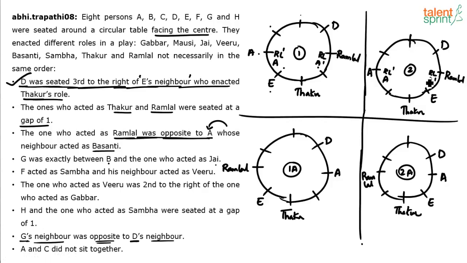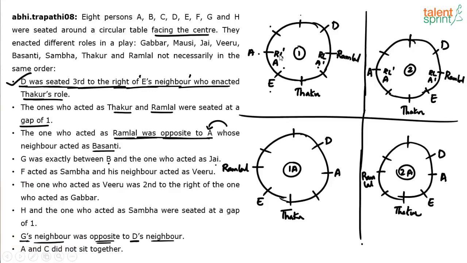What have we done? There were 2 possibilities of Ramlal and A. We have fixed both. So here we have taken A and Ramlal. In the other one, we have taken Ramlal on this side and A on this side. They were opposite to each other basically. Similarly, in 1 and 1A also, Ramlal, A. This side we have taken Ramlal and opposite is A. So 2 more persons are fixed now. So at least some more information.